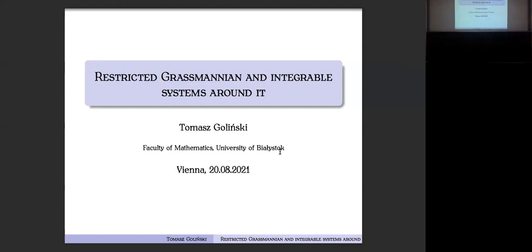Okay, thank you. So I'm going to speak about some integrable systems that can be associated in some way to the restricted Grassmannian. One of those is the well-known KdV equation, and the other ones I'm mostly going to concentrate on.